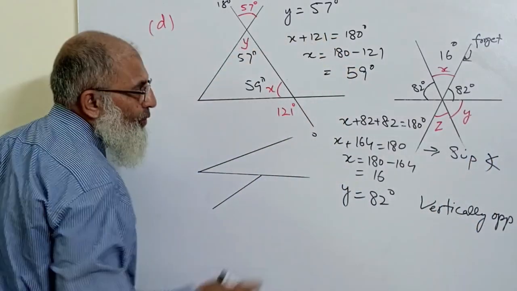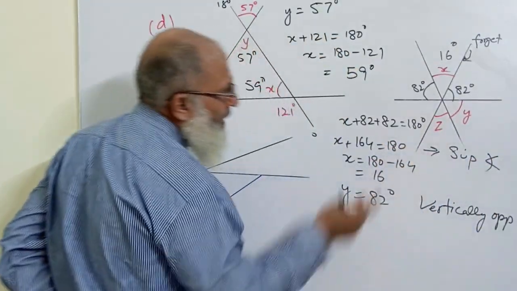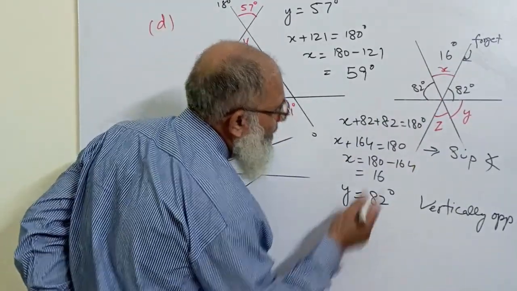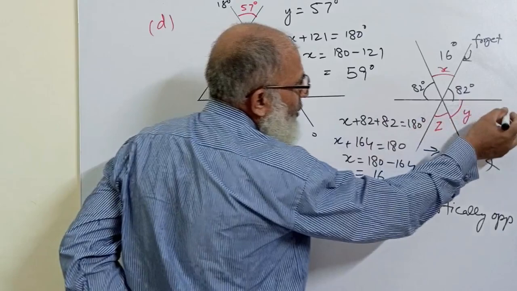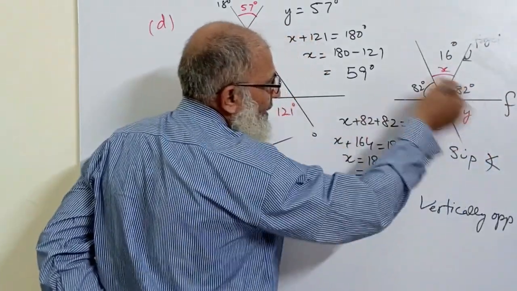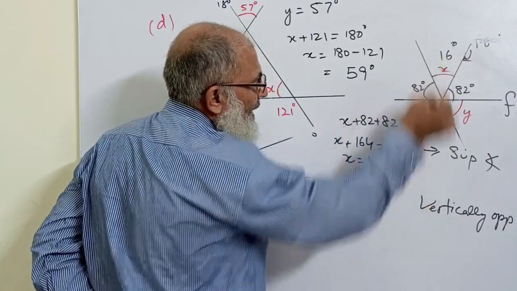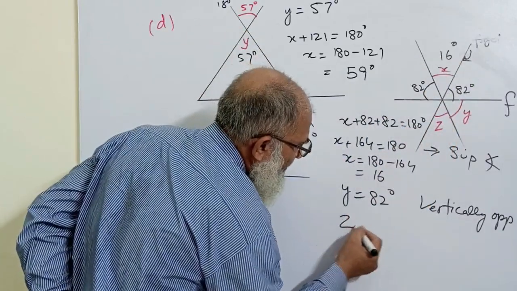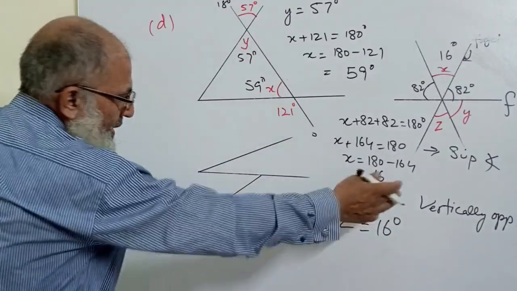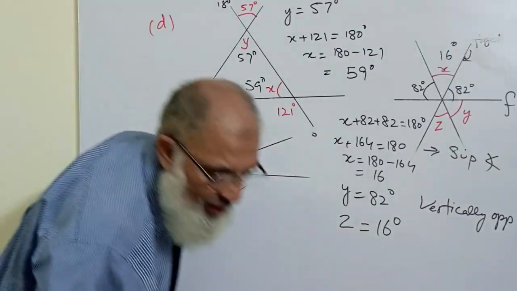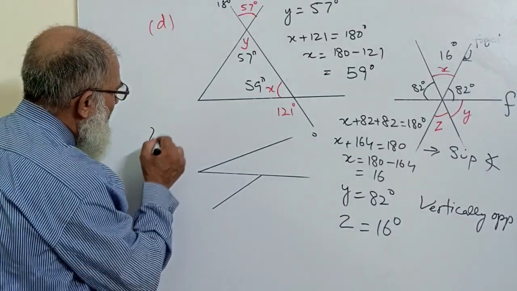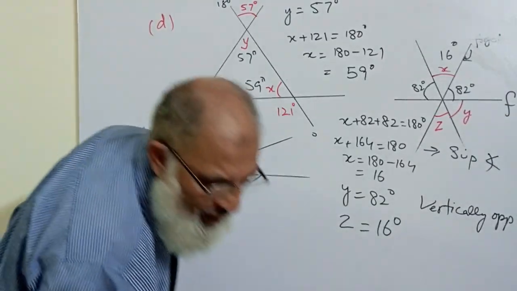Okay. Now we are left only with z. Z is again vertically opposite, and now just forget this line. Then there are two lines, and this is z. Z is equal to 16 degrees. This is again a vertically opposite angle. Now there are a few questions which you will have to do by yourself.